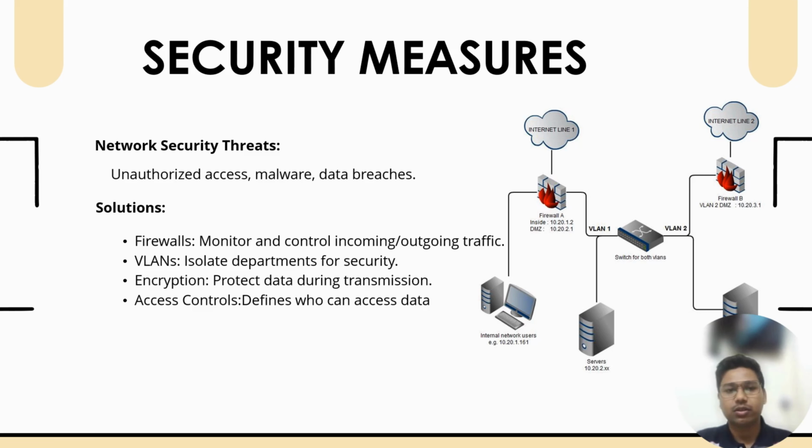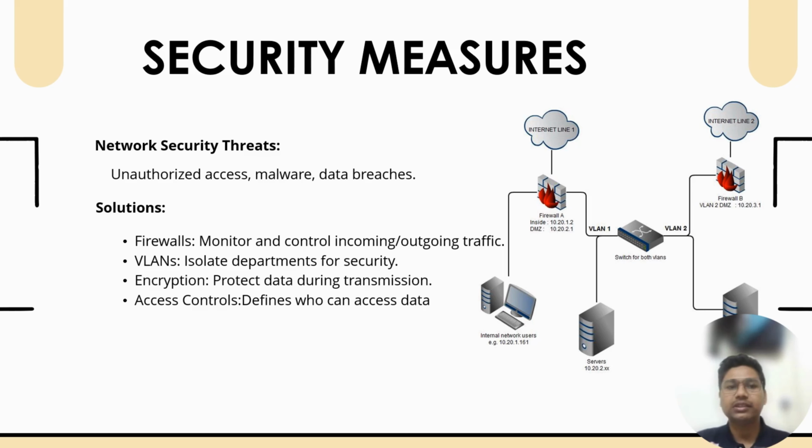Second, let's talk about VLANs, virtual LANs. VLANs are used to create isolated segments within a larger network. This separation enhances security because even if one segment is compromised, the rest of the network remains safe. Example, in an office, VLANs can separate the HR, finance, and IT departments. If a breach occurs in one department, others are unaffected.